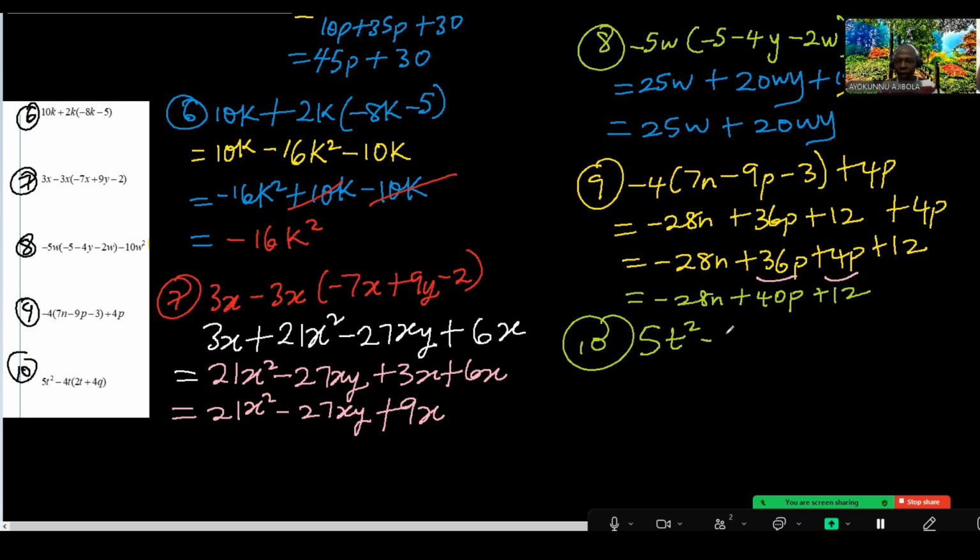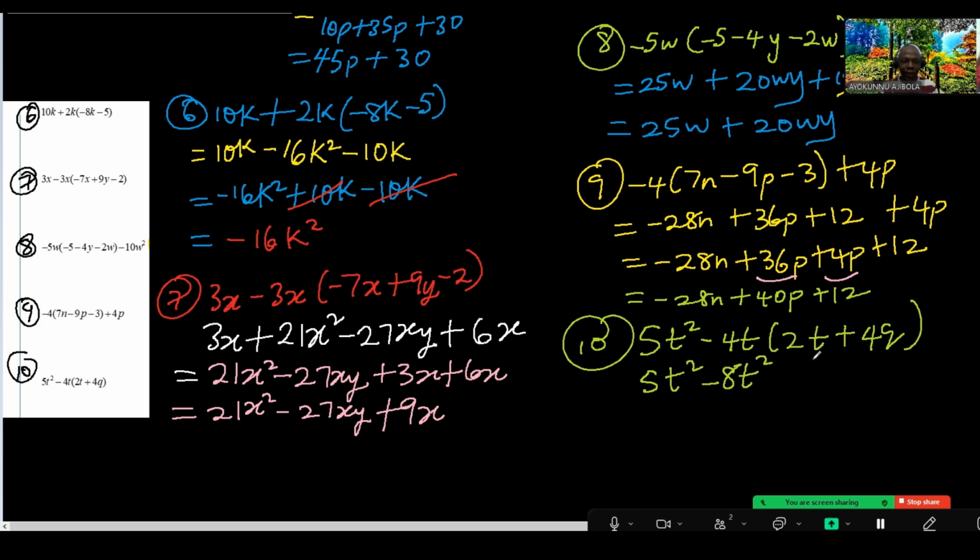5t squared minus 4t into t plus 4k. Now we have 5t squared here. Negative 4. You see, this is negative outside the bracket. Can you see the negative outside here? It's going to make all of the answers negative because they are positive. So 4 times 2 is 8, and t times t is t squared. So it's going to be negative 8t squared. That's right.